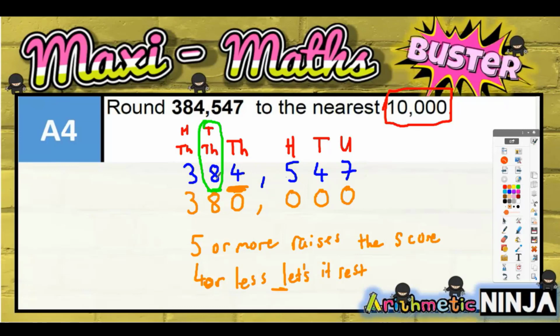Now, this does make sense because 84,000 is basically between 80,000 and 90,000. And it is closer to 80,000 than it is 90,000. So it does make sense that it's going to round to 80,000 instead of 90,000. So the final answer is 380,000.